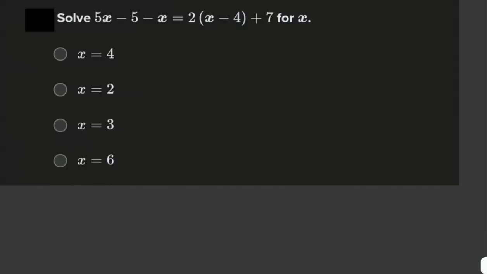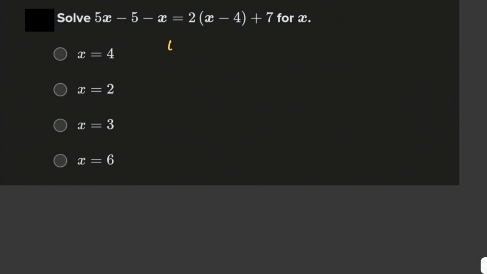All right. Solve 5x minus 5 minus x equals 2 times x minus 4 plus 7 for x. To solve this, we just need to simplify each side of the equation as much as possible. Then add or subtract and multiply or divide terms from both sides of the equation to isolate x. And finally solve for the value of x.